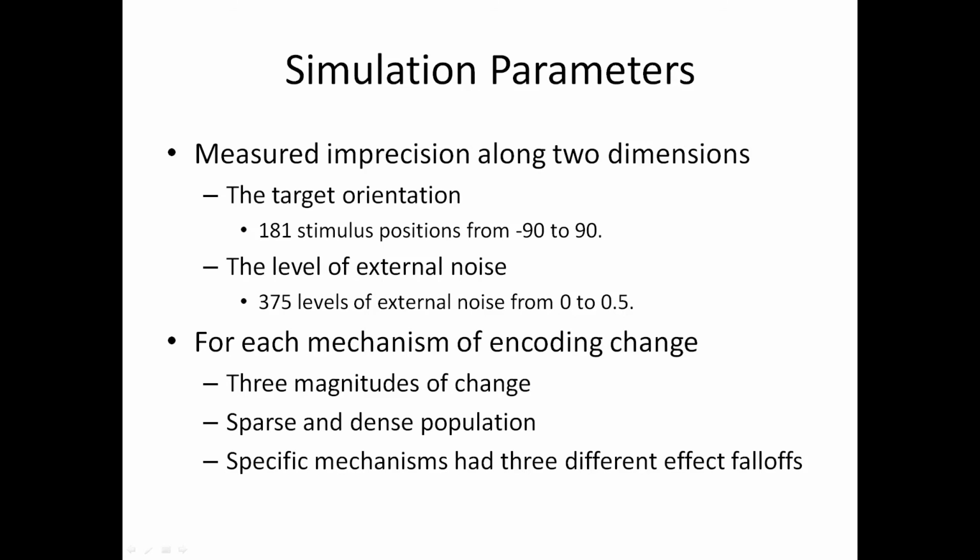For each mechanism of encoding change, we also tested 3 magnitudes of change with both a low and high density population. For specific mechanisms, we also had 3 different effect fall-offs: 1/3 width, 2/3 width, and full width, where the full width effect faded by 90 and -90 degrees, the most distal values from 0 degrees. There were 50,000 iterations per threshold.